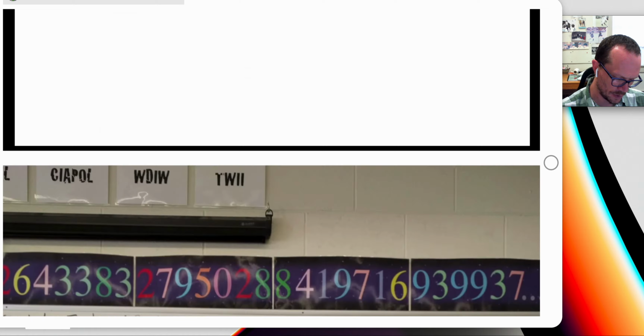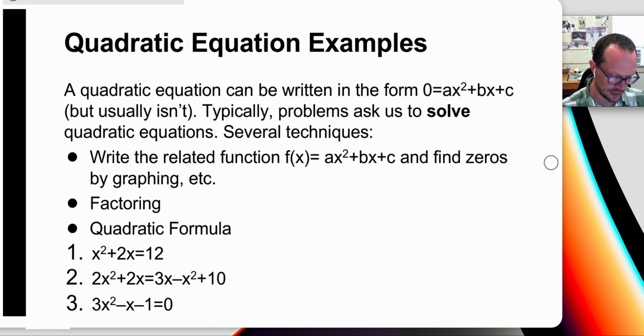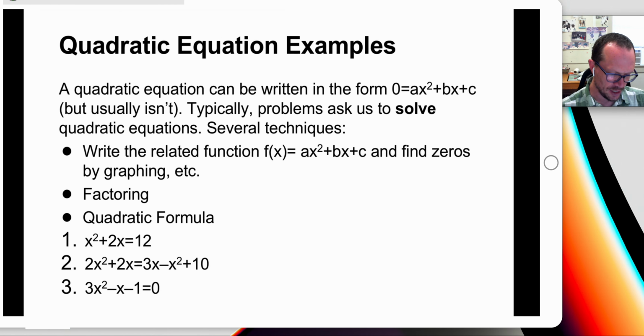Now let's take a look at a few examples. A quadratic equation, as opposed to a quadratic function, can be written in this form right here. It usually isn't written in that form when you first encounter it. Problems ask us to solve quadratic equations. There are several techniques to solve a quadratic equation. You can write the related function.